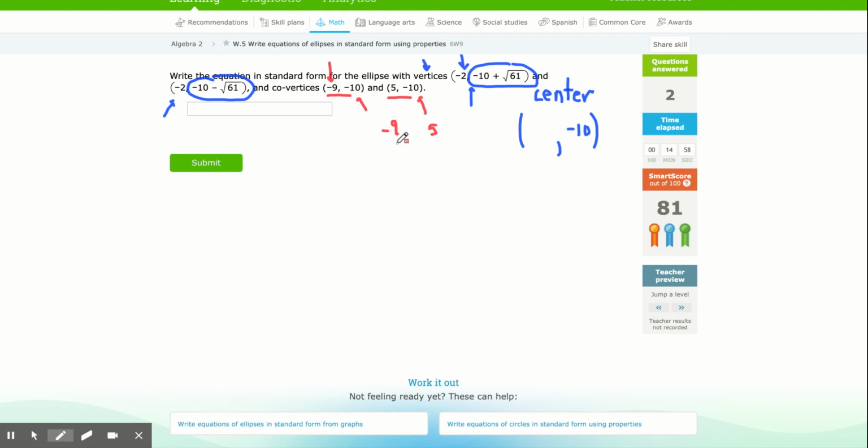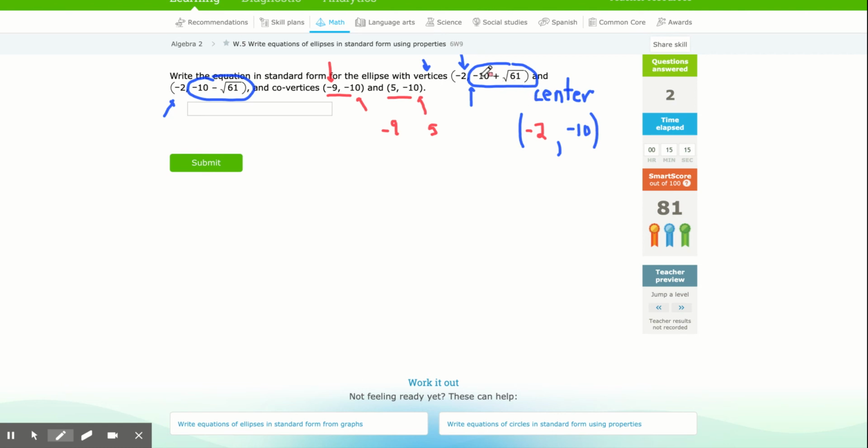What's the midpoint in between those? Just add them together and divide by 2. We get an x value of negative 2, because negative 9 plus 5 is negative 4, and half of negative 4 is negative 2. So that's the midpoint. That's the center.